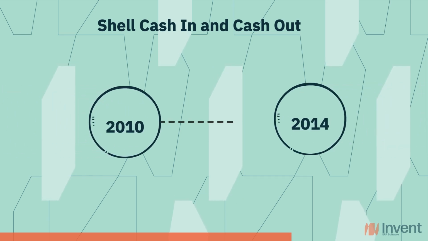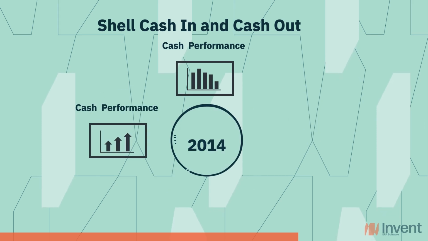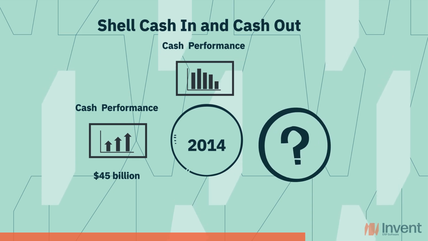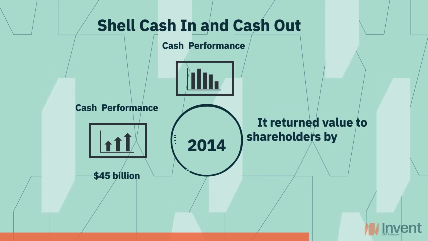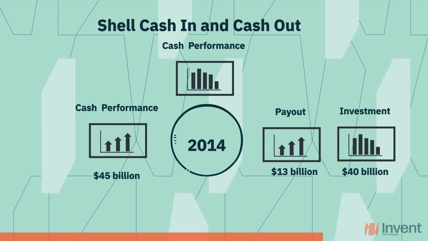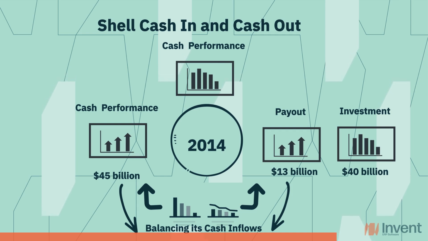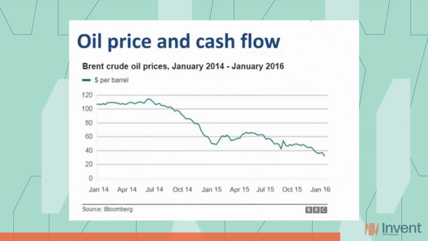From 2010 to 2014, Shell reported strong cash flow insights. In 2014, Shell generated a significant $45 billion from operating activities. What did Shell do with this cash? It returned value to shareholders by paying dividends and buying back shares, totaling $13 billion in 2014. Additionally, it made substantial capital expenditures, CapEx, peaking at $40 billion in 2013. By balancing its cash inflows from operations with outflows for dividends, share buybacks, and CapEx, Shell managed to keep its balance sheet healthy. However, the oil industry has seen major shifts.